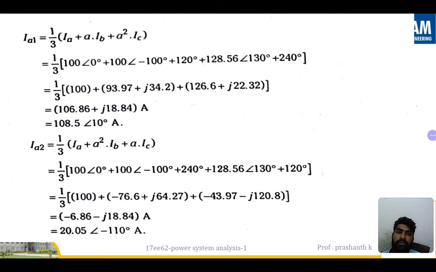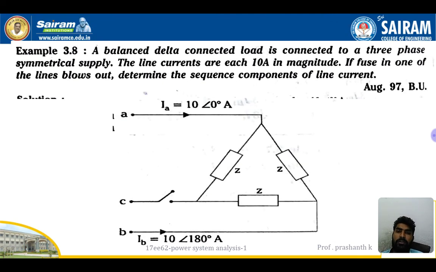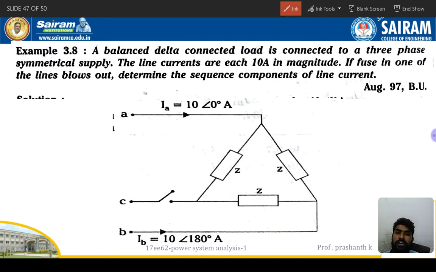Next problem we have. A balanced delta connected load is connected to a three-phase symmetrical supply. The line currents are each 10 amps in magnitude. If the fuse in one of the lines blows out, determine the sequence components of the line current. So IA is equal to 10 angle 0 degree, and C is open. I mean, if it dies out, we need to calculate that value. IB is given as 10 angle 180 degree. How to calculate these sequence components?